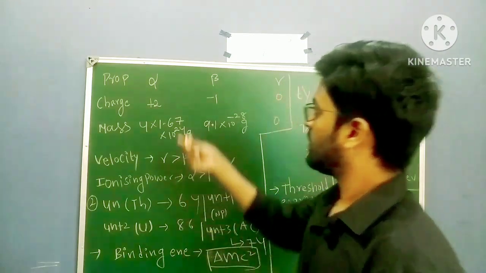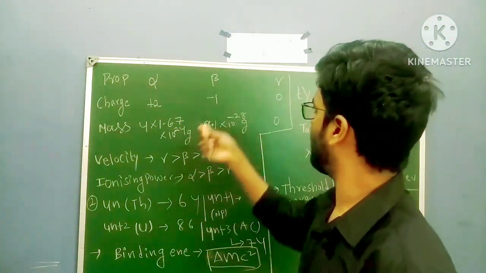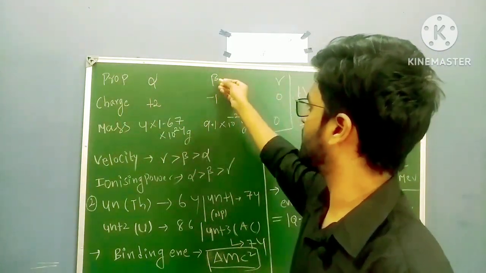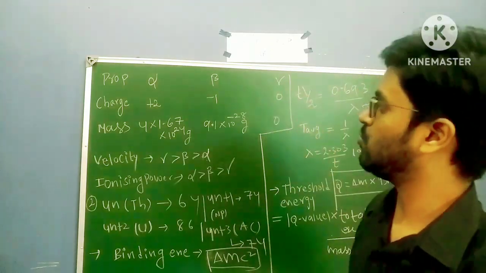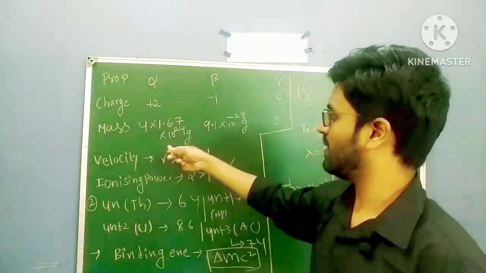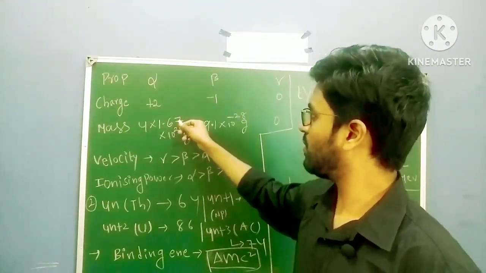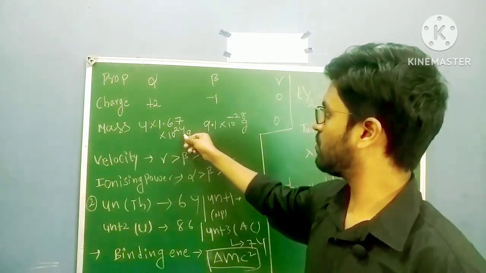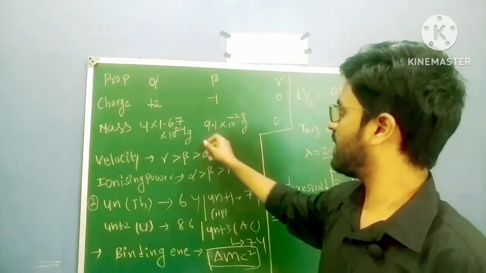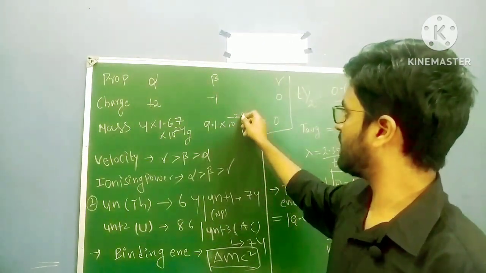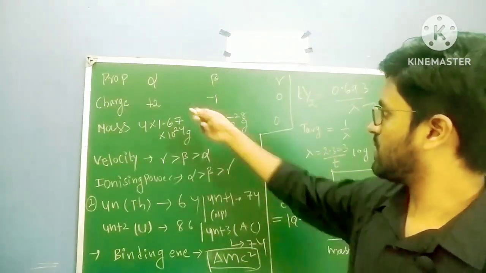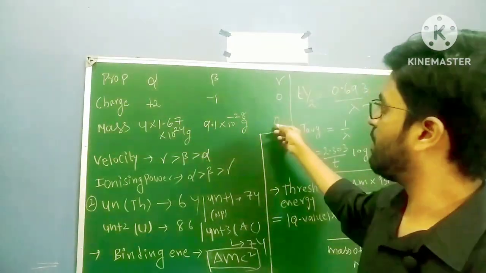Welcome back. Next one is important properties of alpha, beta and gamma. First of all, charge. Charge of alpha particle is +2, charge of beta particle is -1, charge of gamma particle is 0. Next, mass. Mass of alpha particle is nothing but 4 times the mass of proton, 1.67 into 10 to the power of -24 grams. Mass of beta particle is nothing but mass of electron, 9.1 into 10 to the power of -28 grams. And mass of gamma particle is also 0.